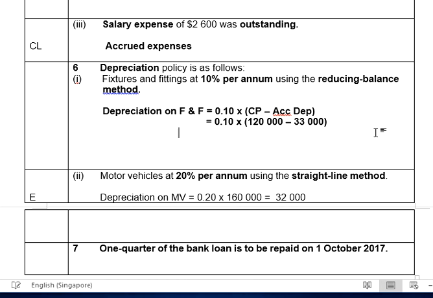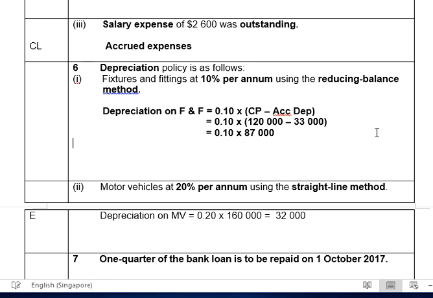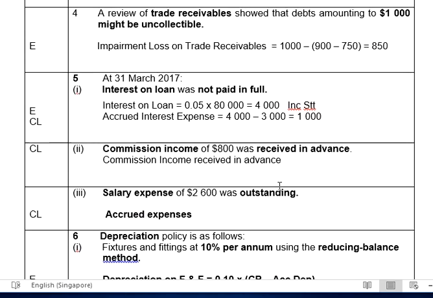Okay, use your calculator to calculate 10% times 87,000. This gives you a figure of 8,700. So since the depreciation is 8,700, depreciation is classified as an expense item in the income statement.